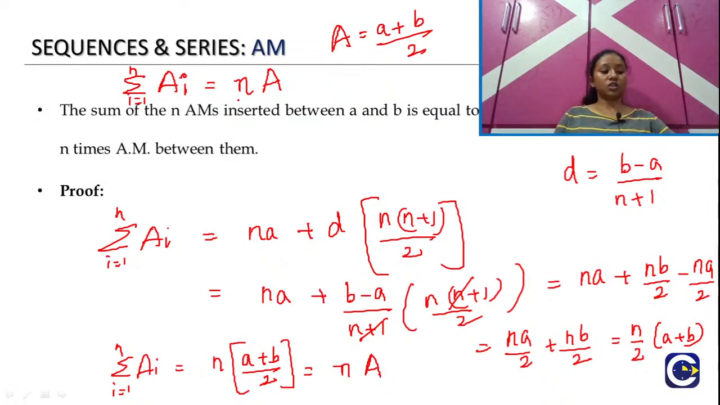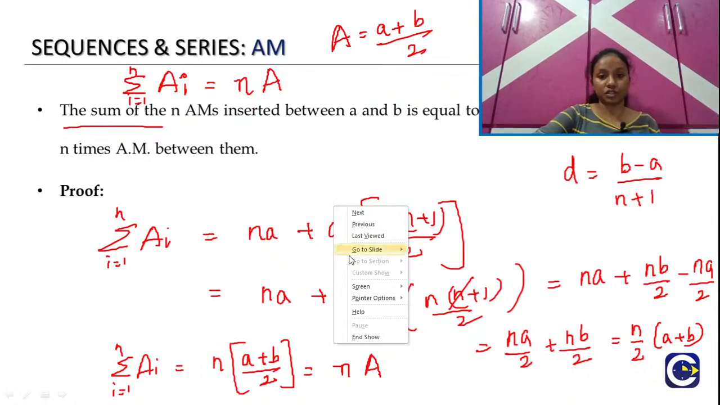Okay. So no doubts. Here that's what we have to determine: the sum of these n arithmetic means which are inserted between the two numbers a and b, and we have determined that it is equal to n into capital A. That means if a question is raised like, find the sum of some 6 arithmetic means inserted between, okay, let me raise a question here.